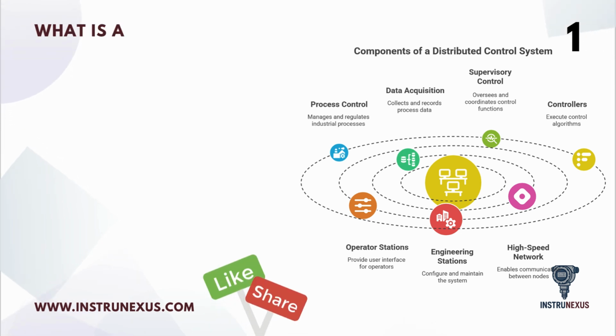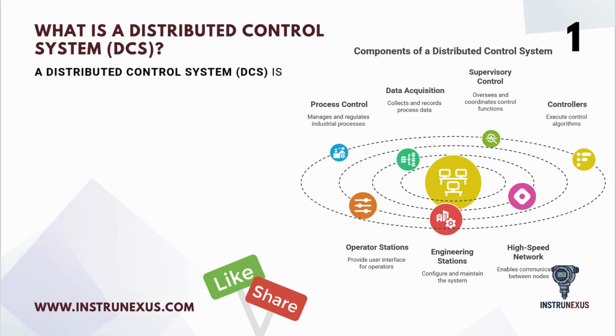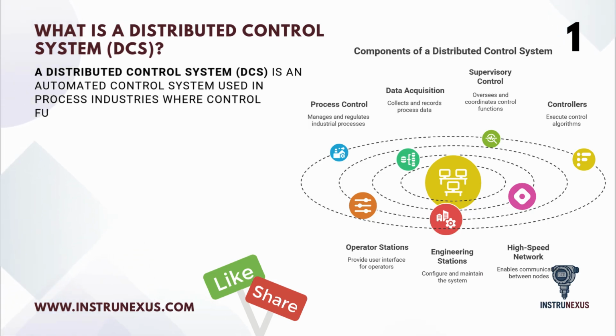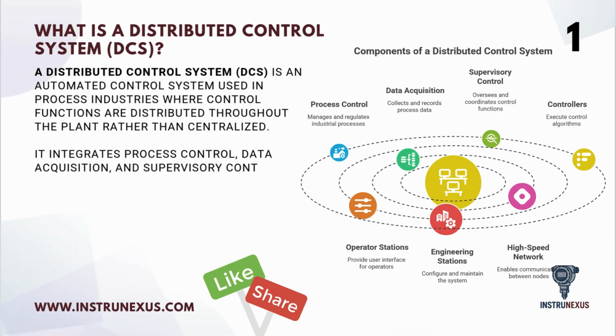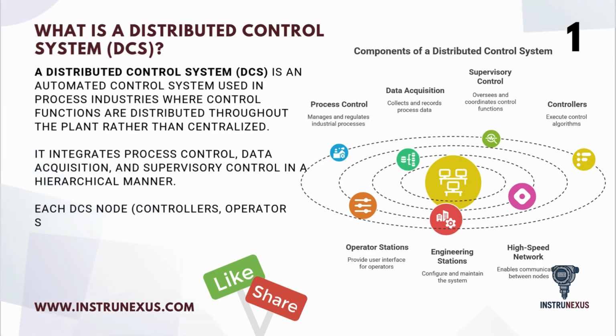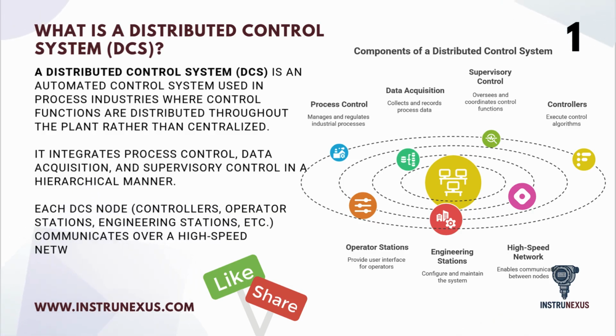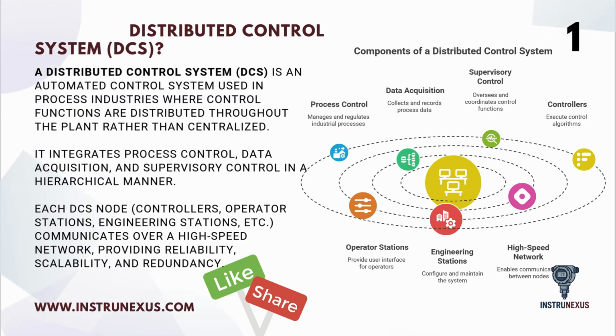What is a distributed control system, DCS? A distributed control system is an automated control system used in process industries where control functions are distributed throughout the plant rather than centralized. It integrates process control, data acquisition, and supervisory control in a hierarchical manner. Each DCS node, controllers, operator stations, engineering stations, etc., communicates over a high-speed network, providing reliability, scalability, and redundancy.